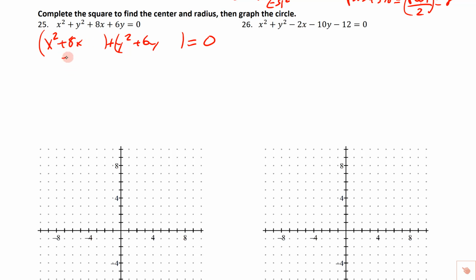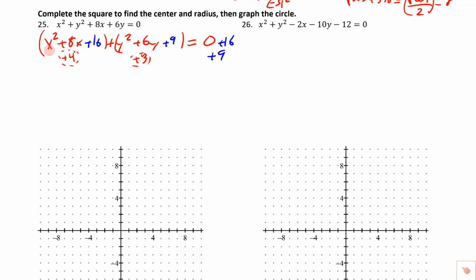Half of this coefficient is a positive 4. I'm going to put a dotted circle around that. So I'm going to add the perfect square of that, which is 16. I'm going to do the same thing to the other side. Then I'm going to take half this middle coefficient, that's positive 3, put a dotted circle around that. I square that, so I'm going to add 9 to the other side also. So all the red stuff was there originally. The blue stuff is what I added.